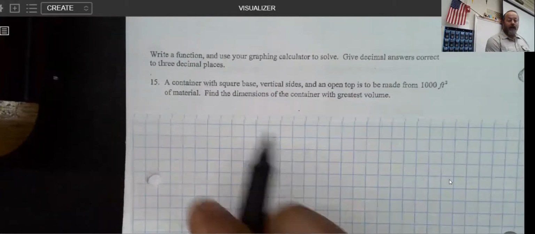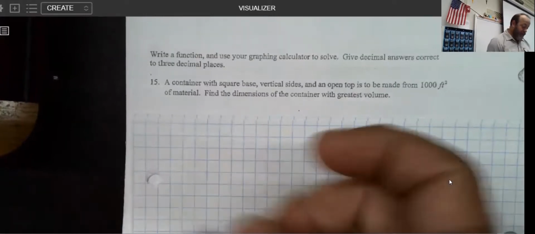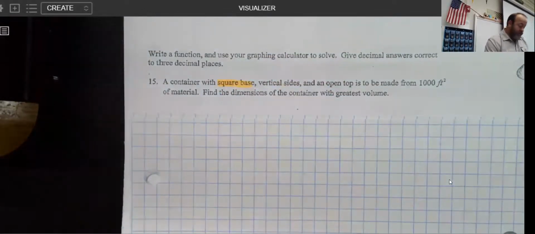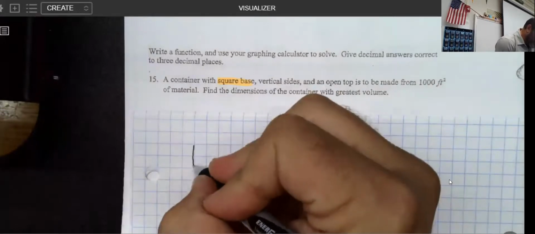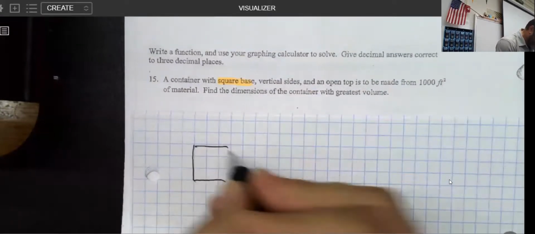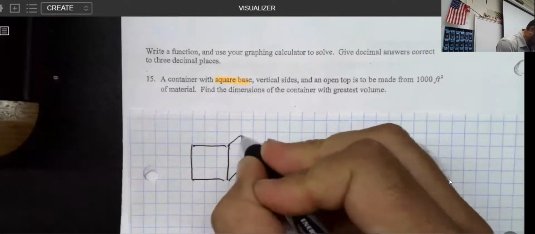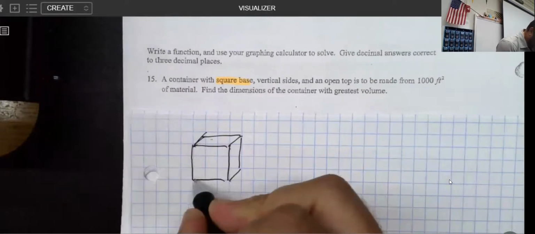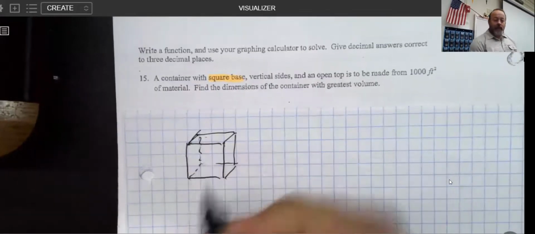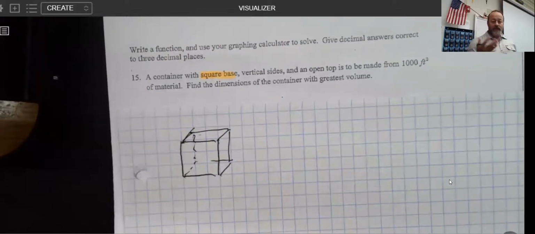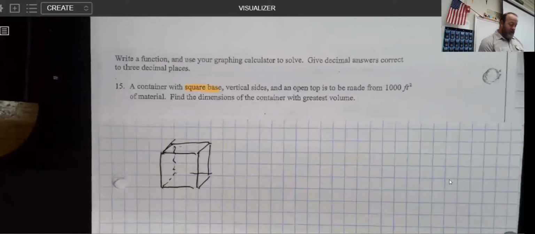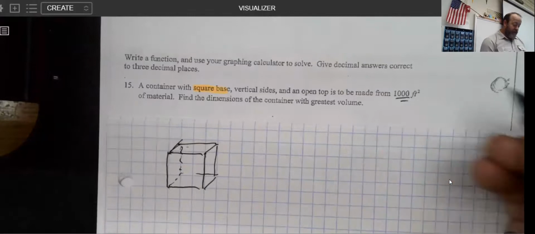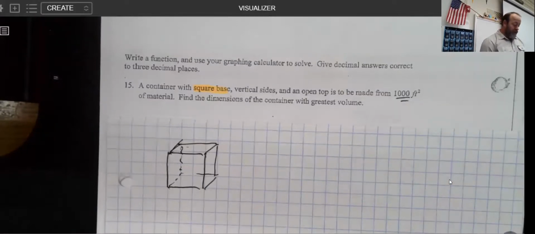Okay, so we've got this container, and this is a really critical piece of this problem, very important. It has a square base and vertical sides. I'm a pretty visual person, so I'm going to sketch a quick picture to get an idea. That's not a very good looking box, but that'll work. So I've got a nice little 3D box. It says it's got a square base. One of the things they did not tell me is what size that base is, but they did tell me that it's made from 1,000 square feet of material. So let's see what we can figure out.